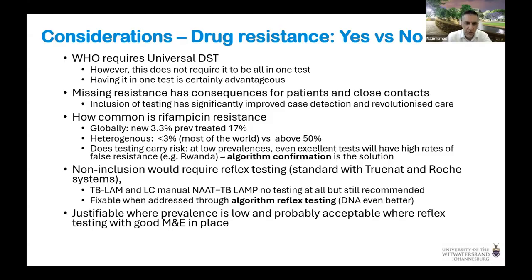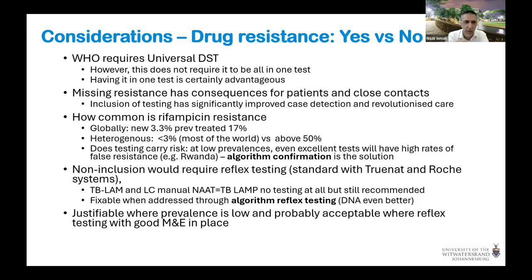But we know that it's very heterogeneous. There's many parts of the world that have a prevalence of less than 3%, and in Eastern Europe it might be about 50%. So I don't think we can treat each country the same in how we go about it. And we know, for example, in Rwanda, there have been repeated publications around high rates of false positive rifampicin resistance, because I think their prevalence is just over 1%. So even an excellent test will perform poorly. So we also need to balance that in different populations.